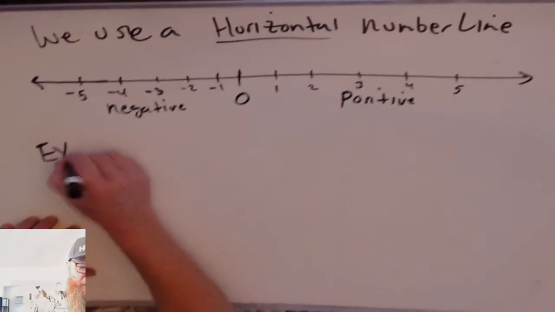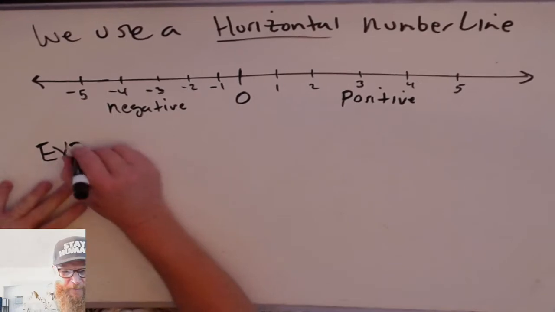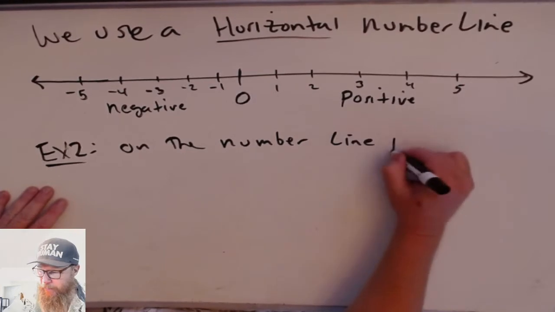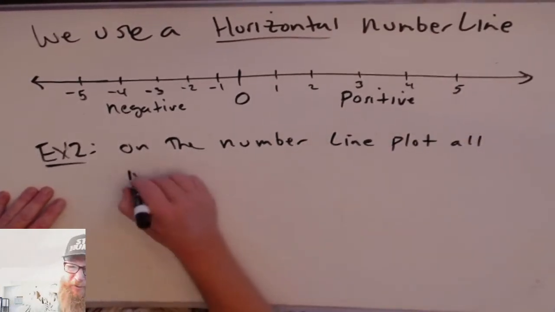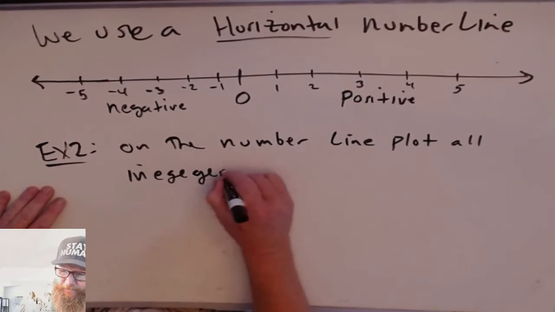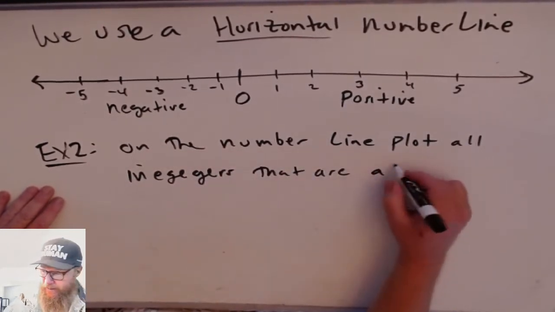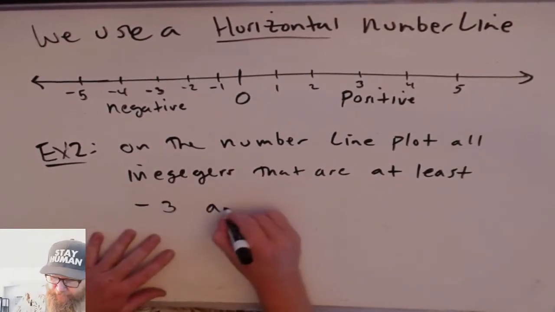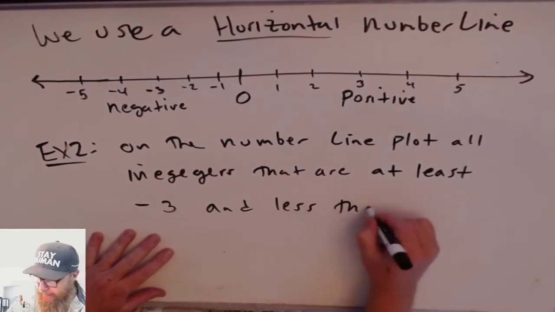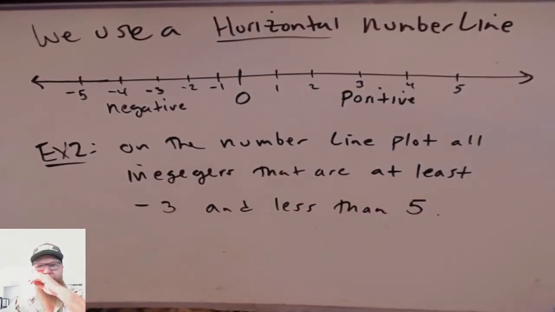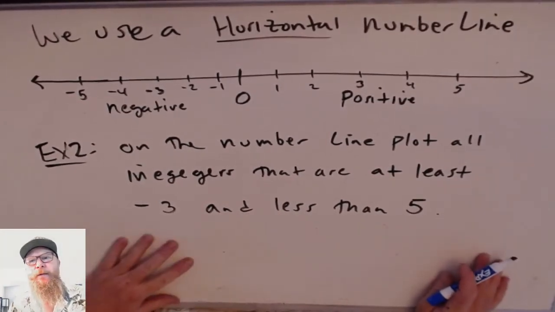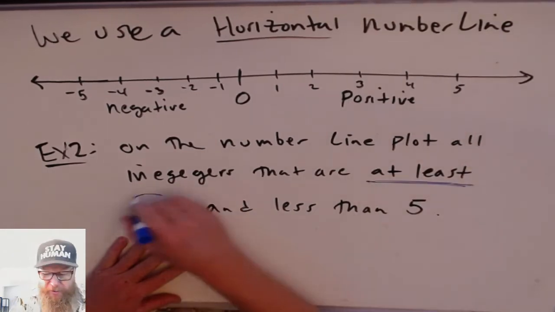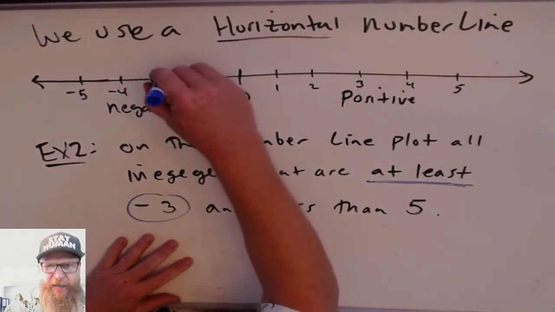Okay. And so let's do an example using the number line. On the number line, plot all integers that are at least -3 and less than 5. Okay, so at least means including that number. So I'm going to put a dot at -3.